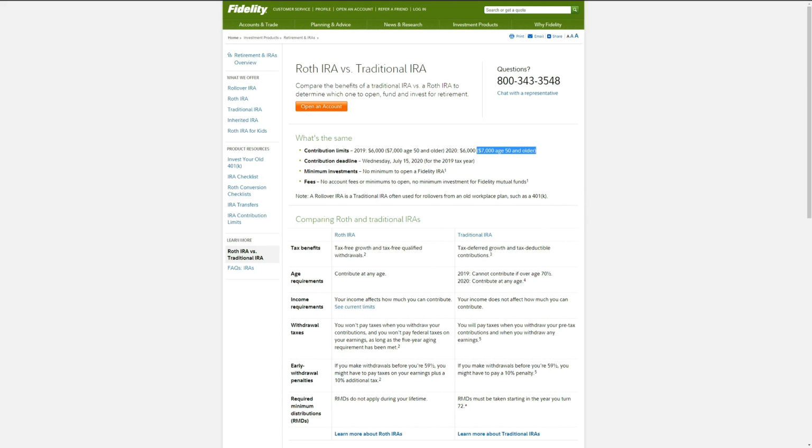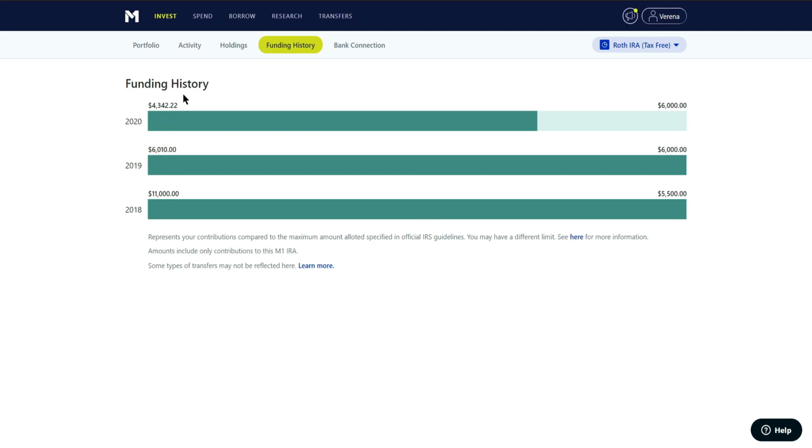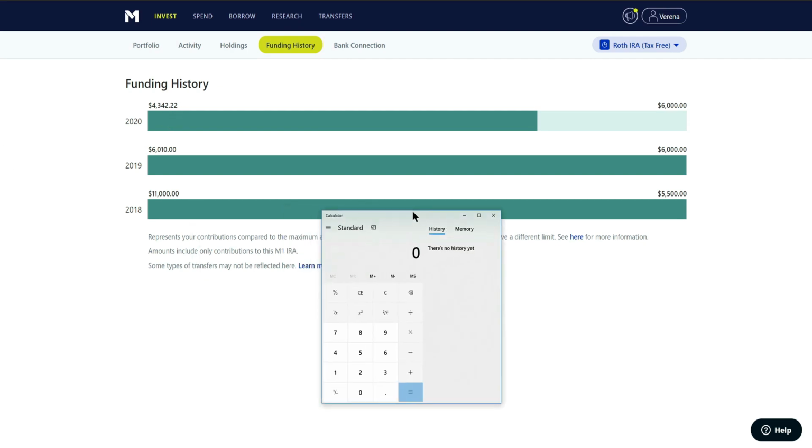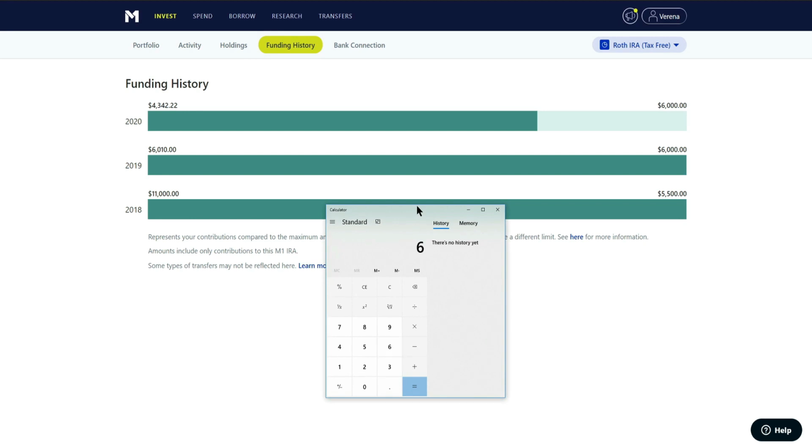So $6,000 is what we were able to invest here. We have invested $4,342.22. So 6,000 minus 4,342.22 is $1,657.78. Well, if I continue on my plan of investing $115.38 on a weekly basis over the upcoming weeks, let's find out how many weeks are remaining in 2020. How many weeks are in 2020, or how many weeks are left?